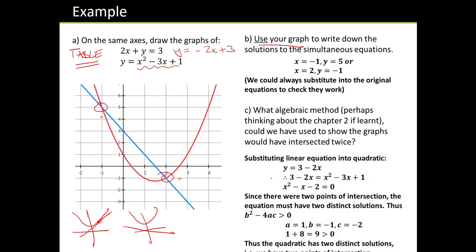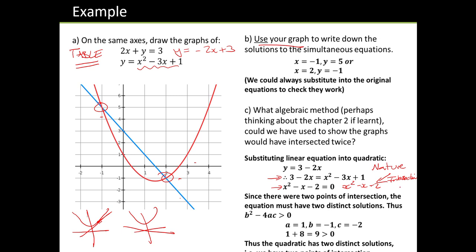So if I set them equal to each other, and get a 0 on one side, you have this new quadratic, which is x squared minus x minus 2. And this quadratic is not drawn. You don't see it here on the graph, but this is a powerful quadratic, because what this quadratic does is it tells you the nature of the intersection.